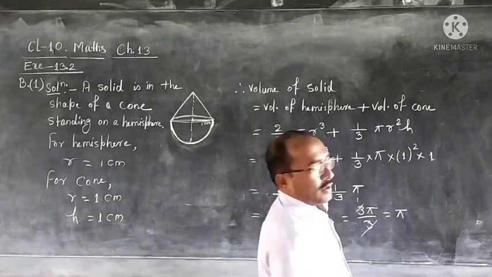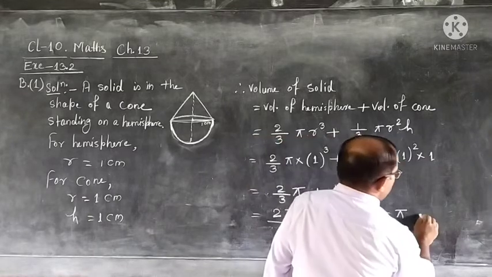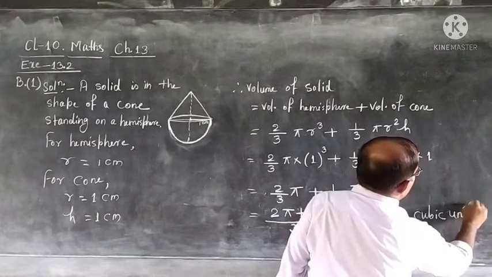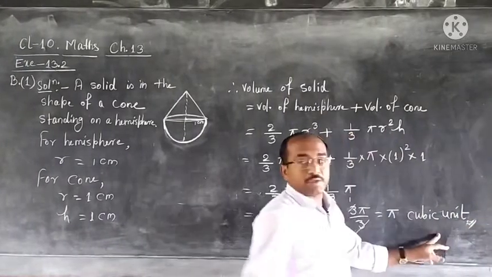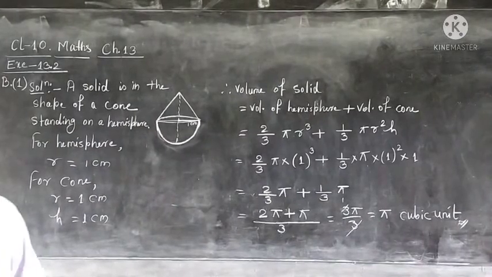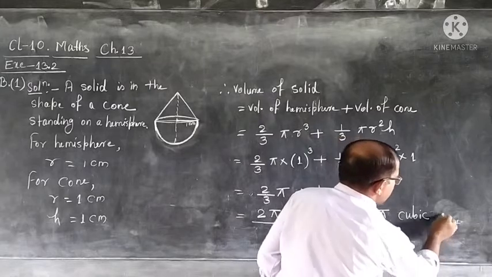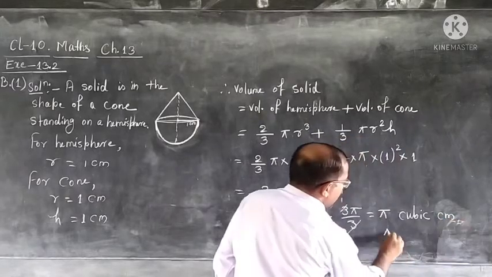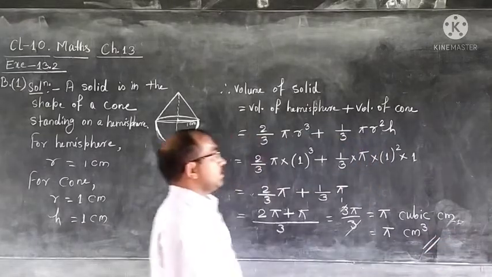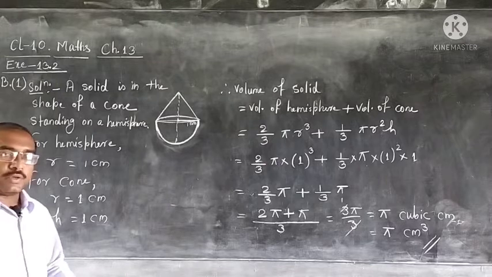And what did I say? Volume is denoted or represented in cubic centimeter. So, we can write cubic, not centimeter, any unit, whatever is the unit. What was the unit here? I think it is mentioned 1 centimeter. So, we will write here then cubic centimeter. Cubic centimeter we can write, or we can write pi centimeter cube. Hope you have understood. This is an easy question. Then we will go now to question number 2.